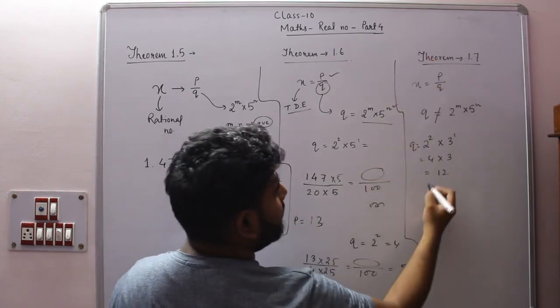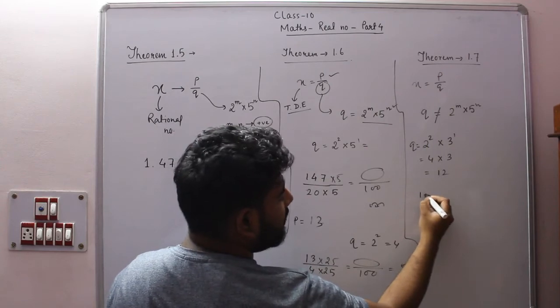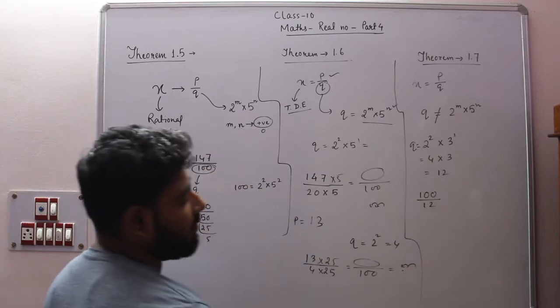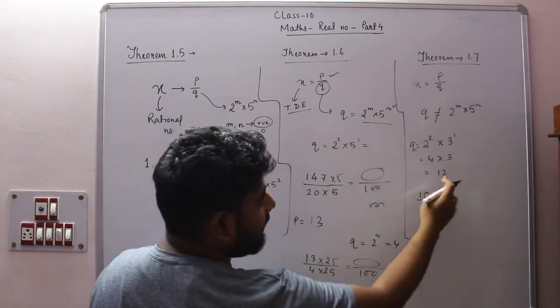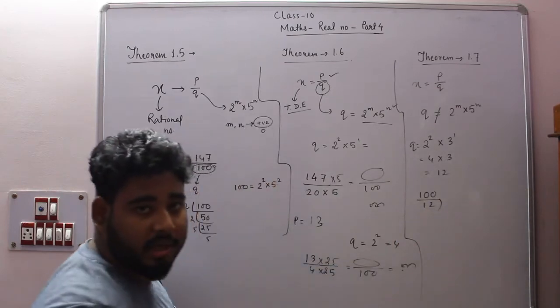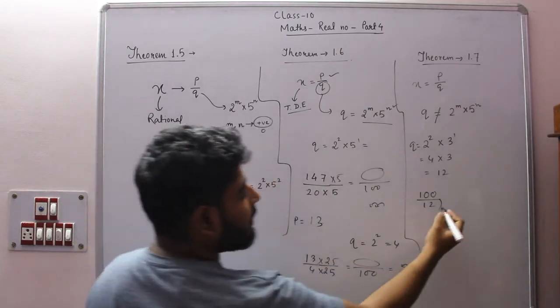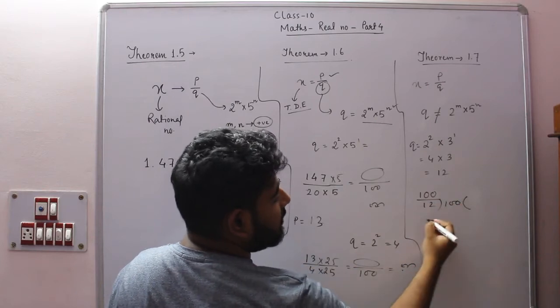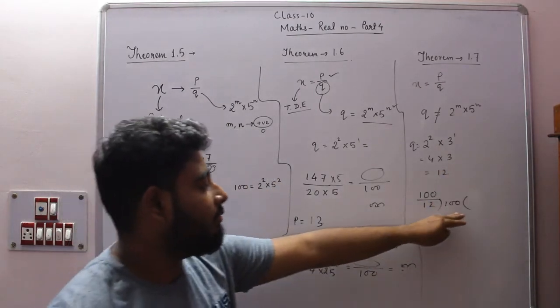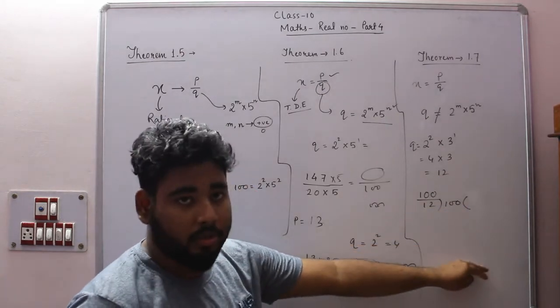Suppose you take a number p. P is suppose 100, and you do 100 by 12. So obviously you cannot make the denominator a power of 10, right? So it will be a non-terminating decimal expansion. Okay? So that means what? If you divide 100 by 12, what is the value? The value will go on continuously when you do this.